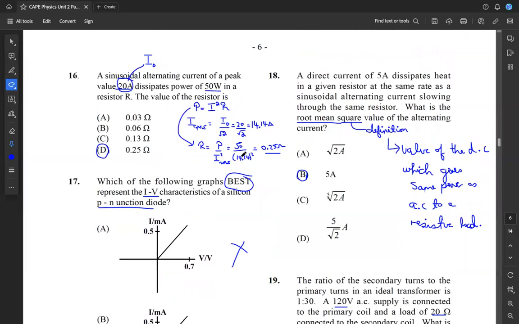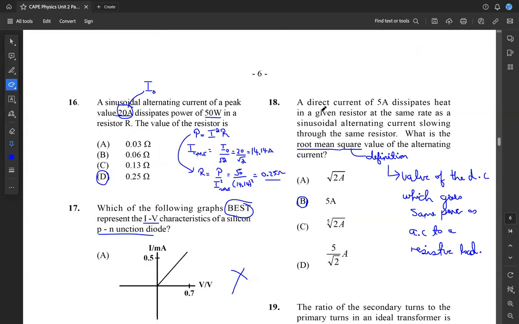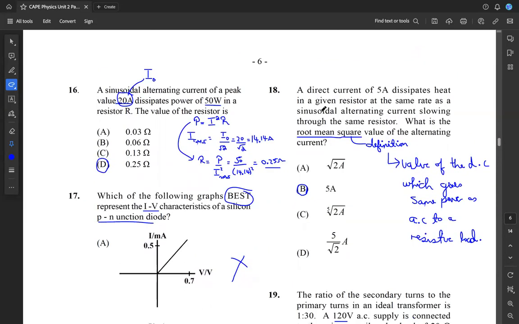So moving along to question 18. Question 18 says a direct current of 5 amperes dissipates heat in a given resistor at the same rate as a sinusoidal alternating current flowing through the same resistor, right? So the same rate. So essentially they have the same power, right? So this DC 5 ampere current has the same power as an AC current.